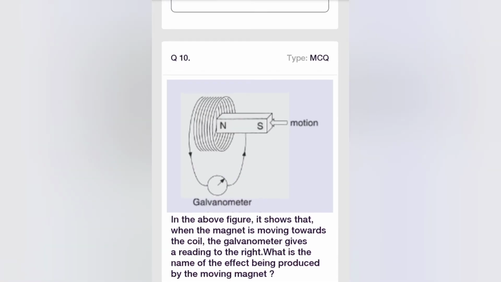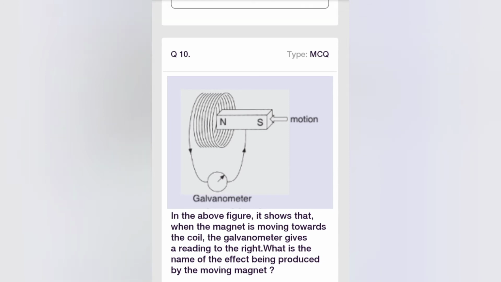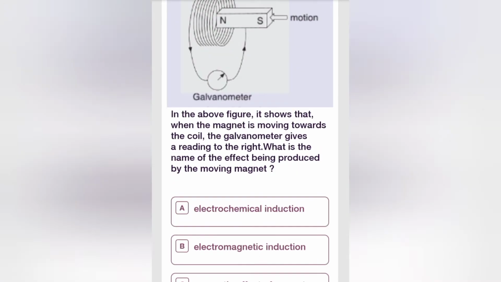See here, the same diagram. So when it is in motion, we find that when the north pole is inserted into the coil, it deflects towards the right side. But when there is no motion at all, what will happen to the reading in the galvanometer? It will show 0 deflection.